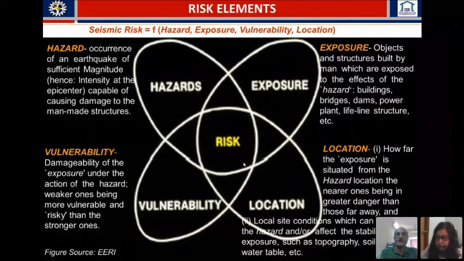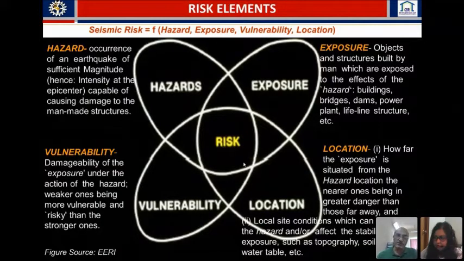So seismic risk can be expressed as a function of hazard, exposure, vulnerability, and location. Hazard is nature's fury. We cannot control it. We have to live with it. So this is the way of life. Now, when you talk about the exposure here, structural engineers, practicing engineers, and all the stakeholders in the building industry have to come forward and work in a cohesive manner. Then only will our existing built environment be seismic resilient, hazard resilient.